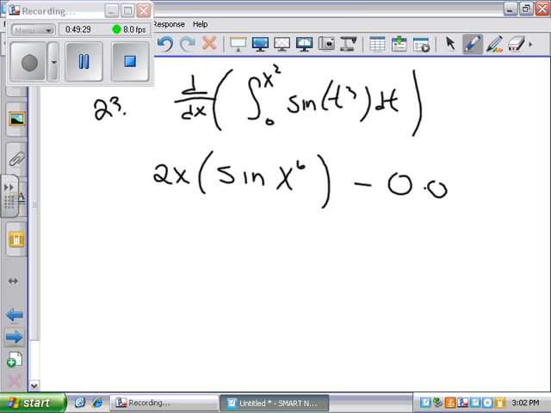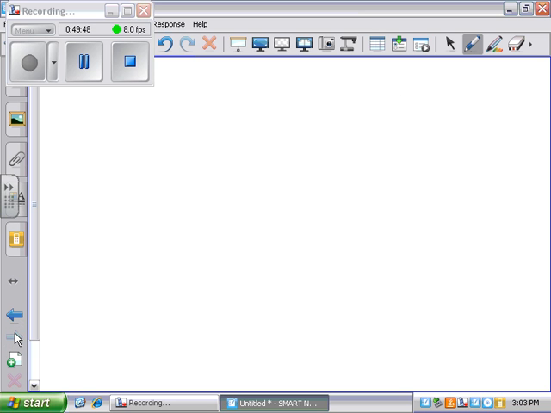Okay? Now we need to get the derivative of that. No, this is the derivative. That's it. This is how you take the derivative of a definite integral. That's it. Okay? 28 without the calculator. So this is choice A.